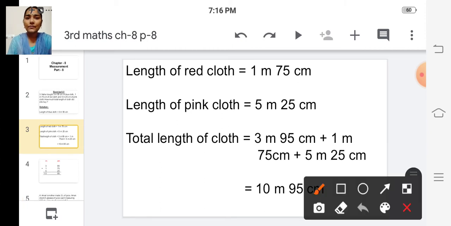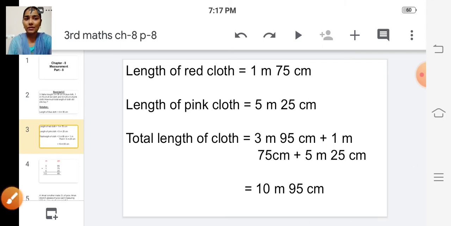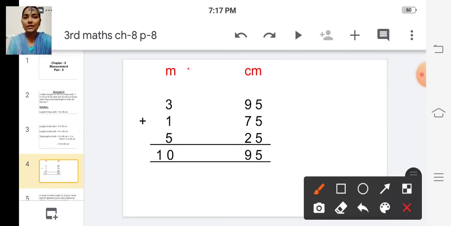How to add? First we have to separate the units. What are the units they have given? Meter and centimeter. So write meter and centimeter separately. The length of the blue cloth is 3 meter 95 centimeter, the length of the red cloth is 1 meter 75 centimeter, and the length of the pink cloth is 5 meter 25 centimeter. We are going to add these 3 lengths, starting from the right hand side.